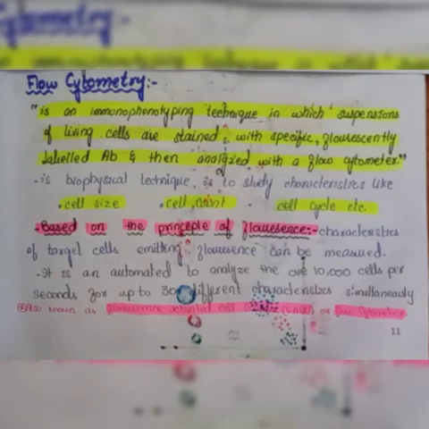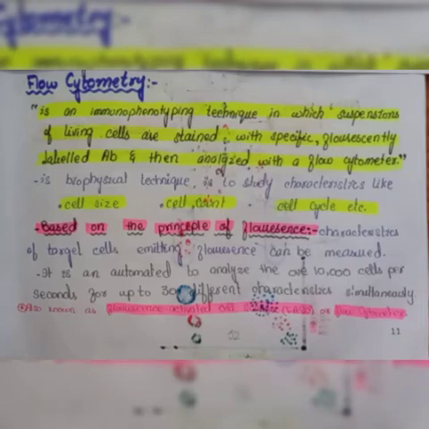So here we have flow cytometry. Flow cytometry is basically an immunophenotyping technique. What does it mean? It means when the fluorescent tag antibodies are mixed with a sample, these antibodies bind to the cells in the sample that are specific to the proteins. Because when we use the fluorescent tag antibodies, it will segregate the cells on the basis of the protein of interest that we want to study.